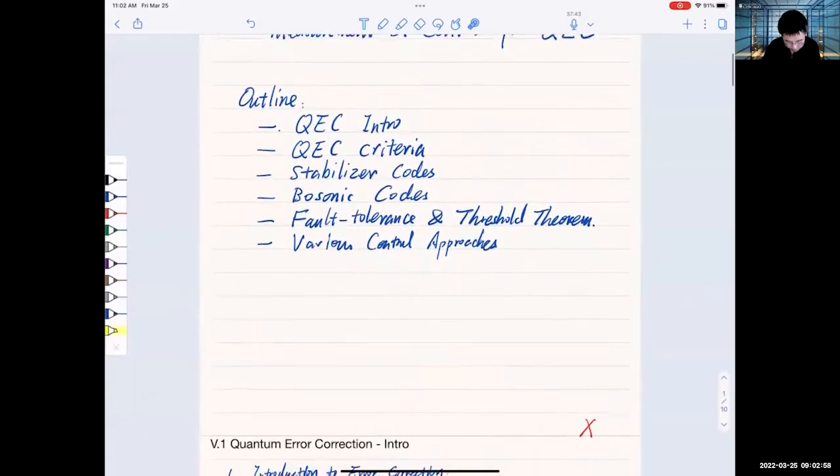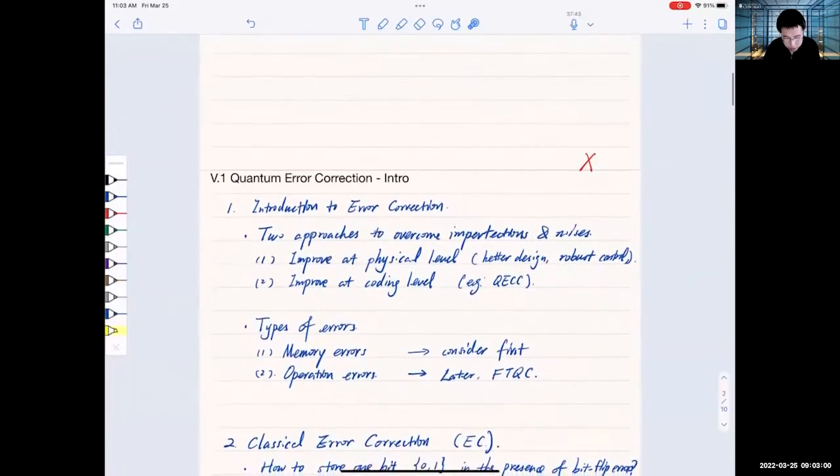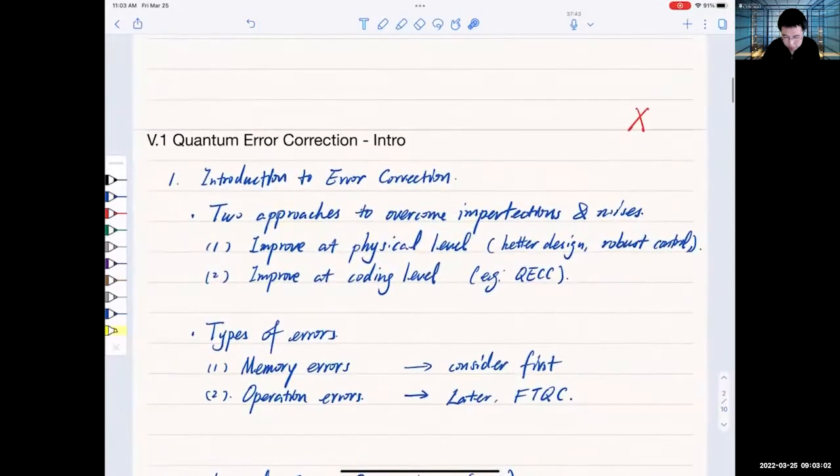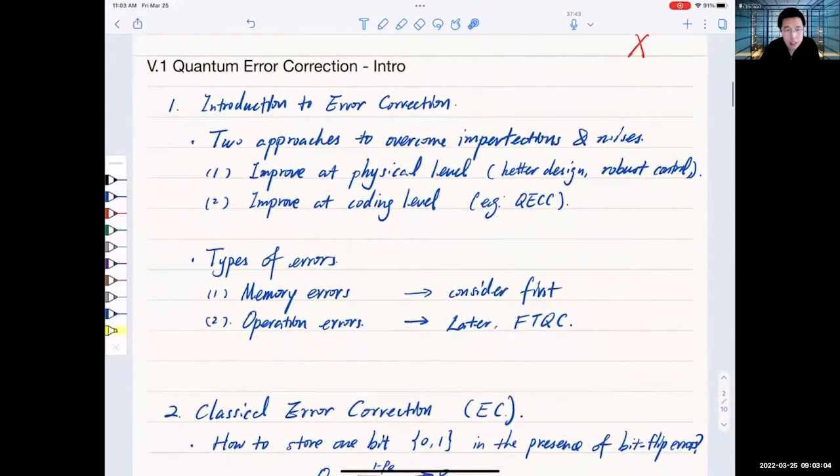So the plan is, let's first start with the introduction of quantum error correction. Right now, we are getting into the noisy intermediate scale quantum era, and quantum advantages have already been demonstrated. So now the next question is, can we get the full power of quantum technology? In practice, there are major challenges, such as various practical imperfections and noise.